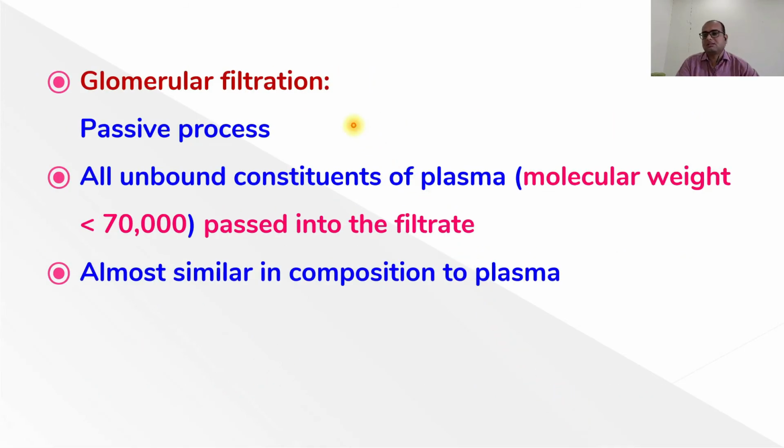So this filtration process is basically a passive process. It depends on the arterial pressure. So whatever the unbound constituents of plasma are there is going to be passed out. Basically anything that has a molecular weight less than 70,000 will pass out. So almost all plasma is getting filtered out.